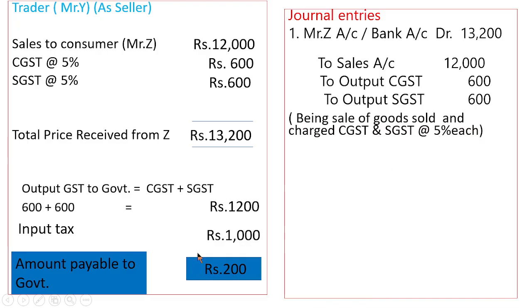Next journal entry is set off of input tax credit against output GST. So output CGST is a liability. In order to set it off, we have to debit it.